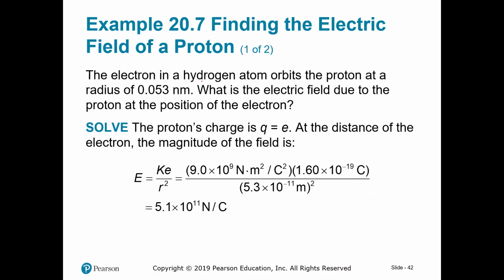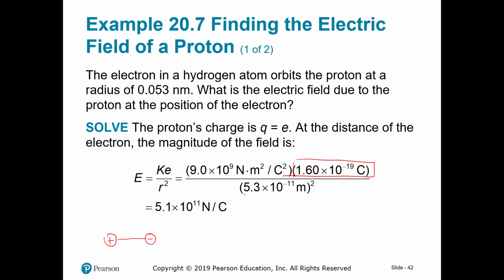So, an electron in a hydrogen atom orbits the proton at a radius of 0.053 nanometer. What is the electric field due to the proton at the position of the electron? Now you have to think about the structure of a hydrogen atom. You have a proton at the center whose charge is 1.6 times 10 to the negative 19 coulomb, and then 0.053 nanometer away, you have an electron whose charge is the same amount. And then what is the electric field?